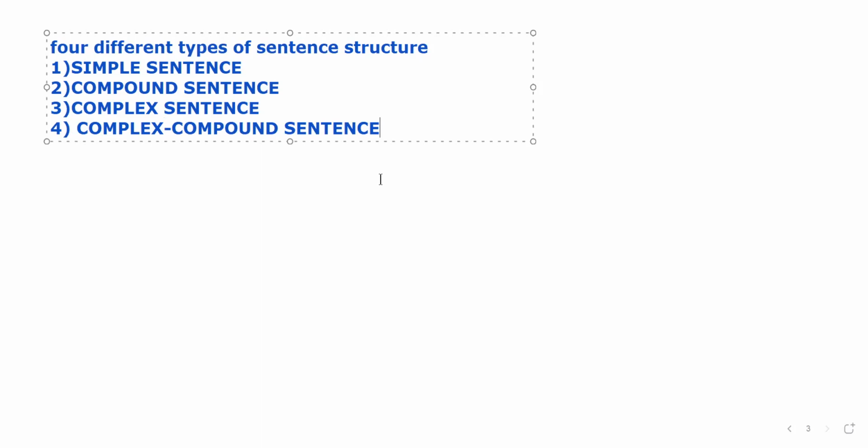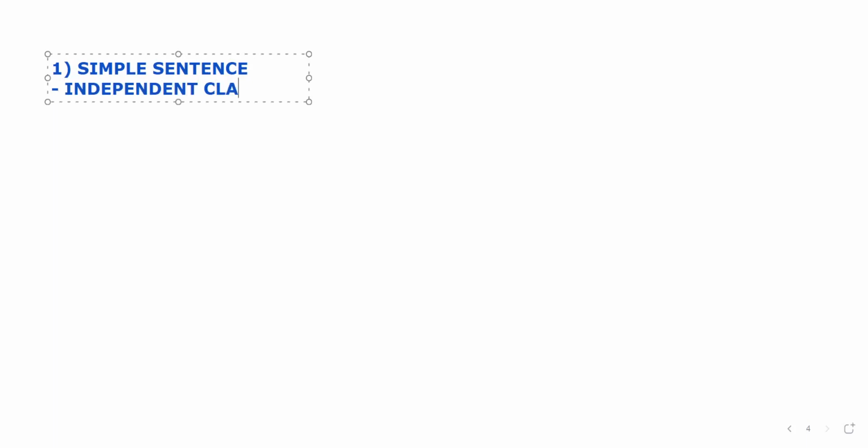Now, let's start with the very first sentence structure, which is the simple sentence. What is a simple sentence? It is the independent clause. Is that clear? A simple sentence is a sentence which is an independent clause.